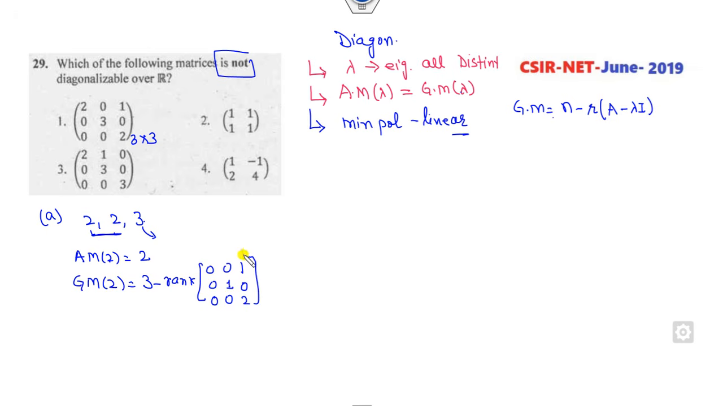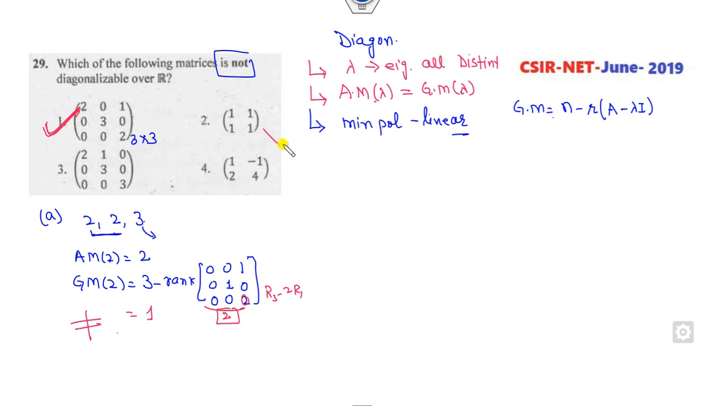You can see I can easily make this value 0 by row operation R2 minus R1, so this value will be 0. So what is the rank of this? The rank is 2, and 3 minus 2 is 1. So the algebraic multiplicity and geometric multiplicity are not the same. So it means this is not diagonalizable. We need the NOT one, so this is the right answer.